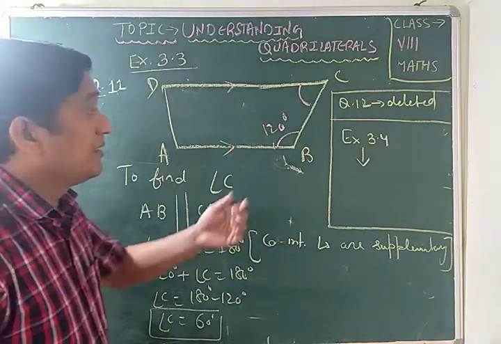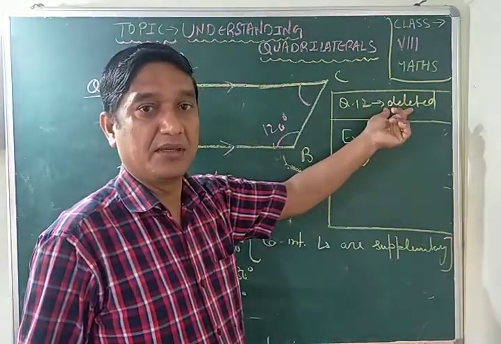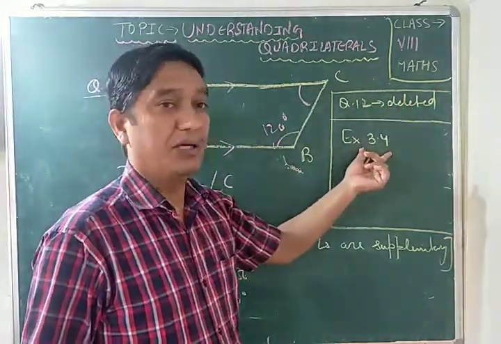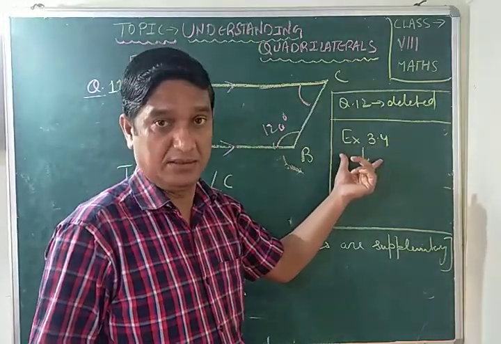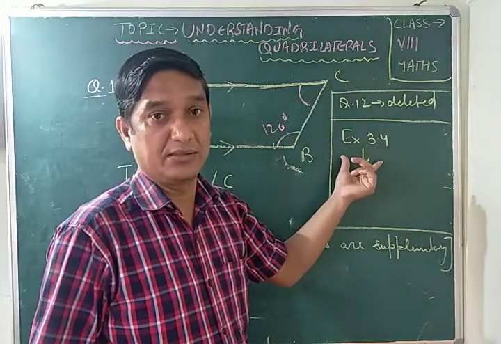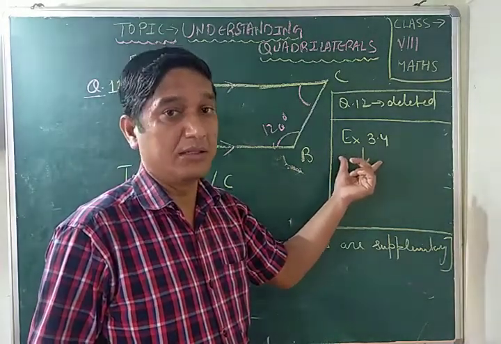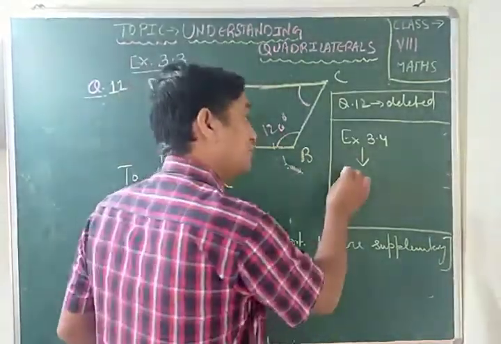Now children, question number 12 is not related and does not come in the exam. And next is exercise 3.4. This exercise is based on the definitions that we have learned, all the definitions of the types of quadrilaterals. You have to recall all the definitions and do this exercise 3.4 in the book only.